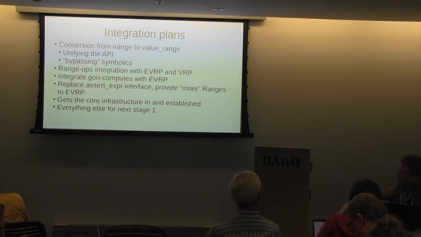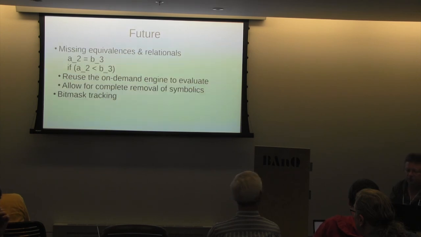By then, hopefully, we'll replace both EVRPs. But VRP will keep Assert Exprs for GCC. We're hoping to kill the link between EVRP and Assert Exprs, because right now EVRP calls into VRP to build an Assert Expr, takes the information out of it, throws the thing away, and keeps that range information. So we'll replace that mechanism with the Gori computes range combiner. Taking out Assert Exprs is more of a GCC 11 thing. And they're actually very expensive. Yes, they are. The propagation step in the old VRP is just painful.